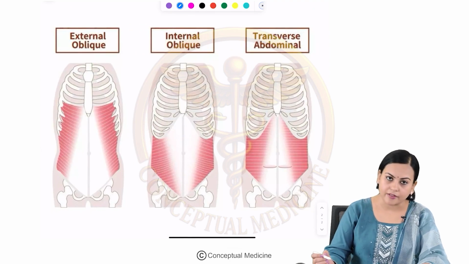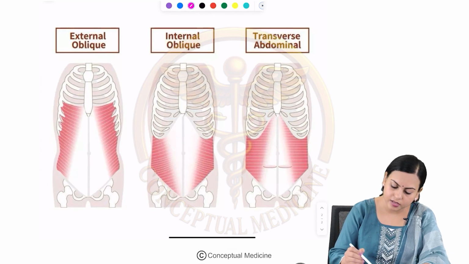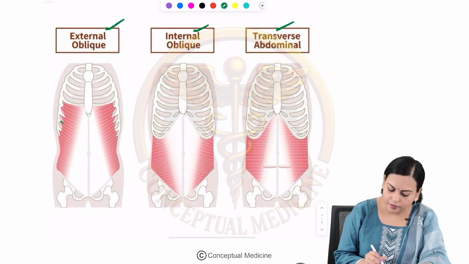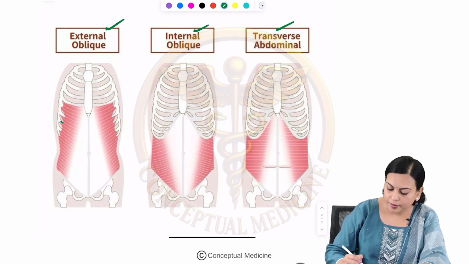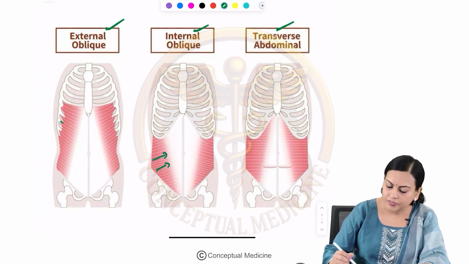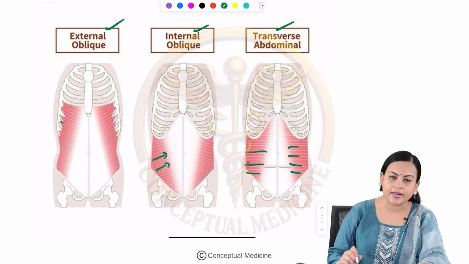These are the muscles we have discussed so far. It is the external oblique muscle, internal oblique muscle and the transversus abdominis. So, external oblique muscle fibers pass downwards and forwards. Here, internal oblique muscle fibers are passing upwards and forwards. Then transversus abdominis muscle, see the orientation of the fibers are running transversely.